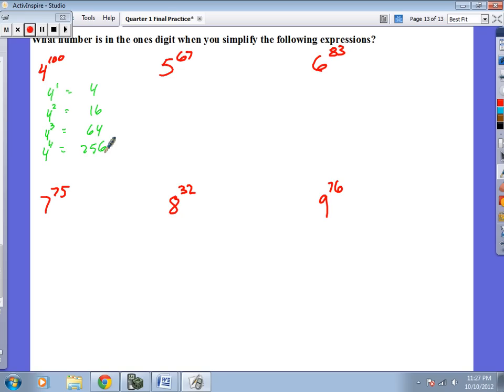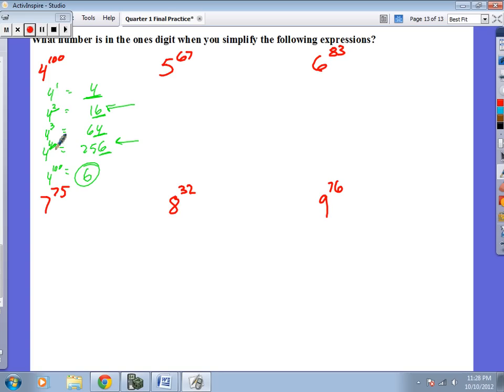I totally see a pattern. The ones digit, all you care about is this very last digit. So it looks like when you multiply by 4 over and over again, your ones digit bounces back from 4 to 6 to 4 to 6 to 4 to 6. So the question is, 4 to the 100th, does it end on a 4 or does it end on a 6? And it ends on a 6 because the 6 ends on every even exponent and the 4 ends on every odd exponent.